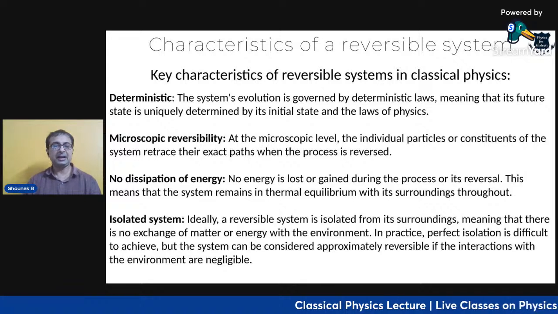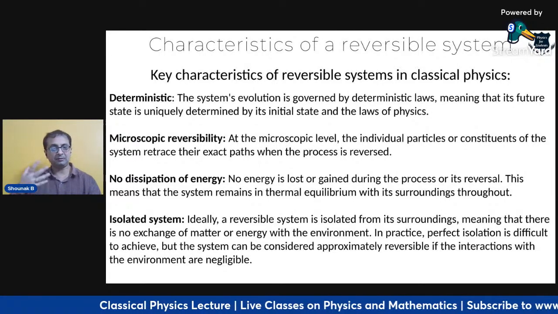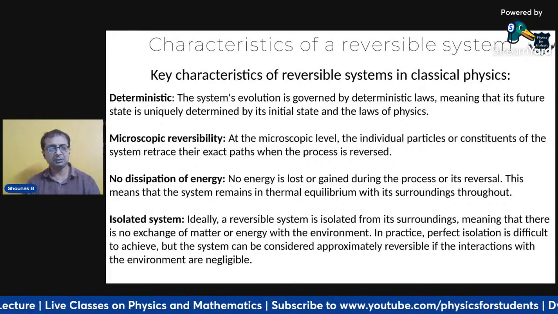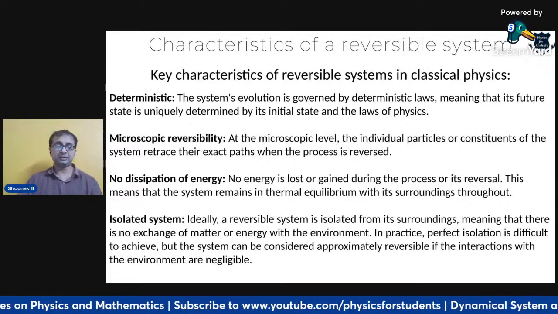These are a few of the key characteristics of classical physics. It has to be deterministic, meaning the system's evolution is governed by deterministic laws, and the future state is uniquely determined. Microscopic reversibility: if a pendulum is swinging to and fro, each and every electron, proton, neutron at the microscopic level would give back the same when it comes back. The future and the past of all the microscopic things will be the same.